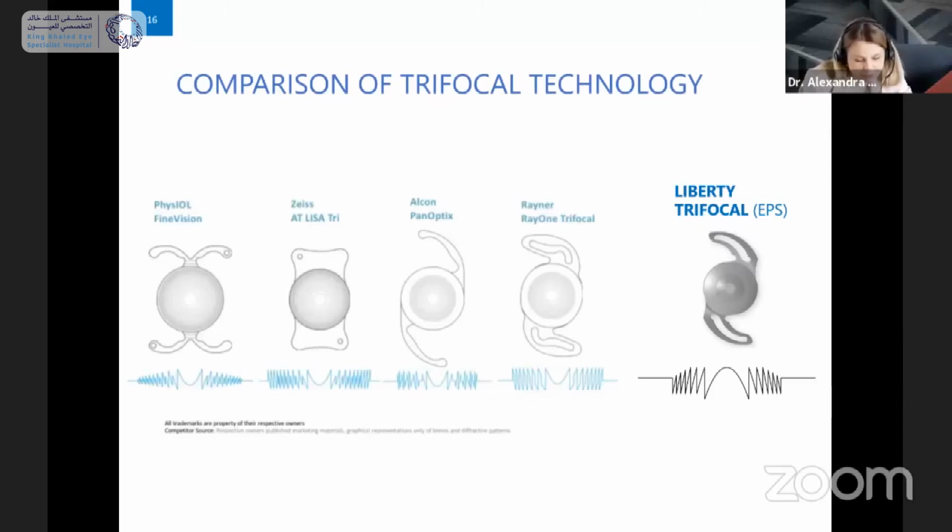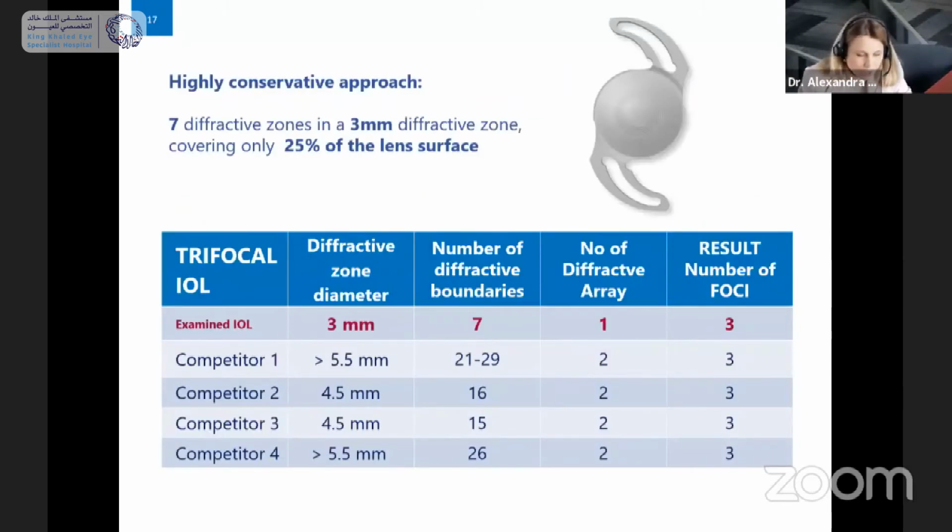So at first glance, you can see that all these 4 lenses have a full optic covered by diffraction, and this lens has only middle part diffraction, and the surrounding part is refractive. So let's look closer in the table. You see that the examined lens, of which I will show you a little bit more results, is unique compared to all other technologies on the market, because the diffractive part is only in a 3 millimeter diameter. It has only 7 rings. And you see competitors have a full optic diffractive, they have many more rings.